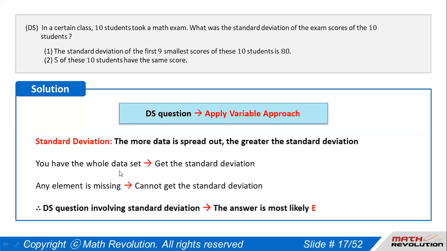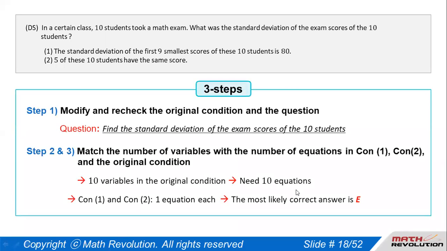You have a whole data set, you can get the standard deviation, but if you have any element missing, you cannot get the standard deviation. I don't have all the elements here, right? So the most likely answer happens here to be E. And if I go ahead, I'll just follow the three steps of the variable approach.